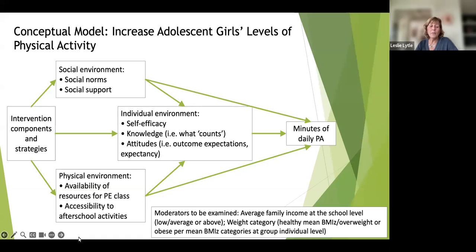We also know from our formative work that some of the moderators we should be thinking about include average family income at the school level, as well as at the girl level, weight category, overweight, obese versus a BMI in a healthy range. So this conceptual model ends up being not only our blueprint for our intervention, but obviously because it's a causal model, it's also the big beginning steps of an analytic plan.